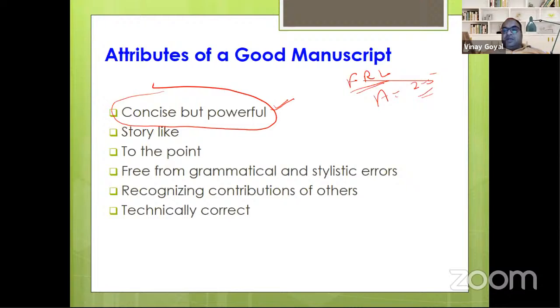So your manuscript has to be concise but powerful. It should be like a story. I'm not saying that it should be a story, but when you read some story from a story book, there is a flow in that. So that is the implied meaning of story: there has to be a flow in your paper, a proper flow, a sequence. Whenever a paragraph completes and the next paragraph starts, your second paragraph should link with the first paragraph.